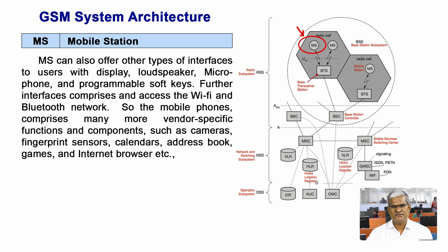Mobile stations can also offer other types of interfaces to users with the display, loudspeaker, microphone, and programmable soft keys. Further interfaces comprise Wi-Fi network access as well as Bluetooth network. So mobile phones comprise many more vendor specific functions and components such as cameras, fingerprint sensors, calendars, address book, games, and internet browser, etc.